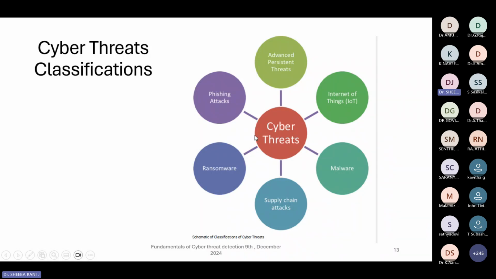So cyber threats, you see, the first one we are saying is malware, ransomware, phishing attacks, advanced persistent threats, supply chain attacks, and Internet of Things. These are the 6 attacks. Sometimes people say 7. Social engineering attacks also come under this. Phishing attacks are called social engineering attacks.